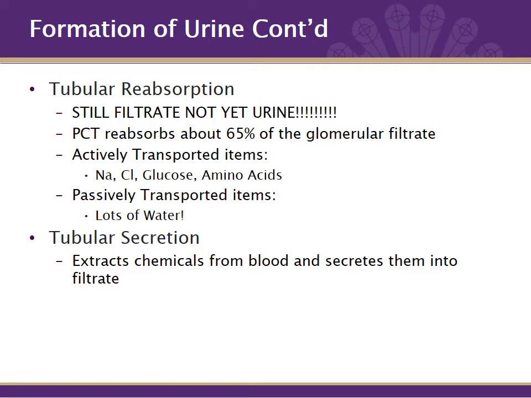The PCT reabsorbs about 65% of the glomerular filtrate back into the peritubular capillaries or vasa recta. This process requires a lot of ATP for active transport. 6% of resting ATP in calorie consumption is used by the PCT for reabsorption. Active transport is required for the following items.